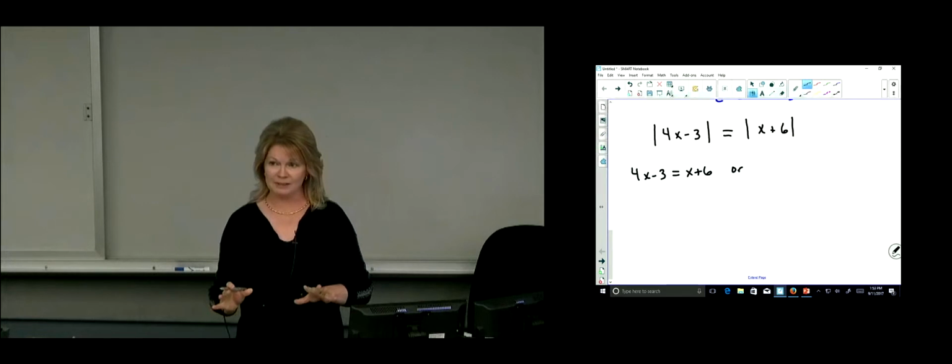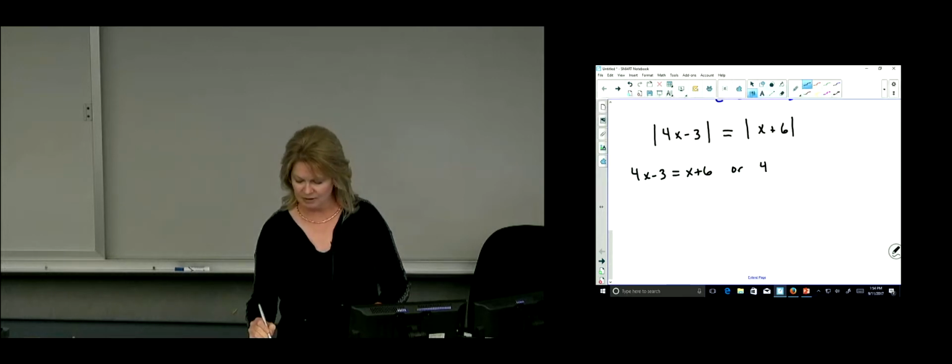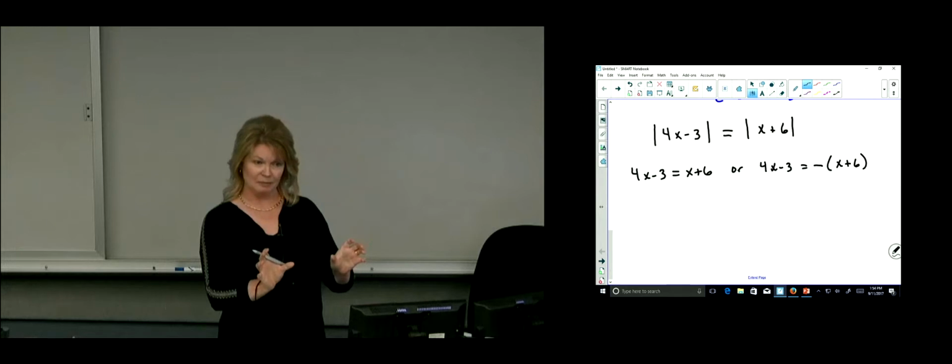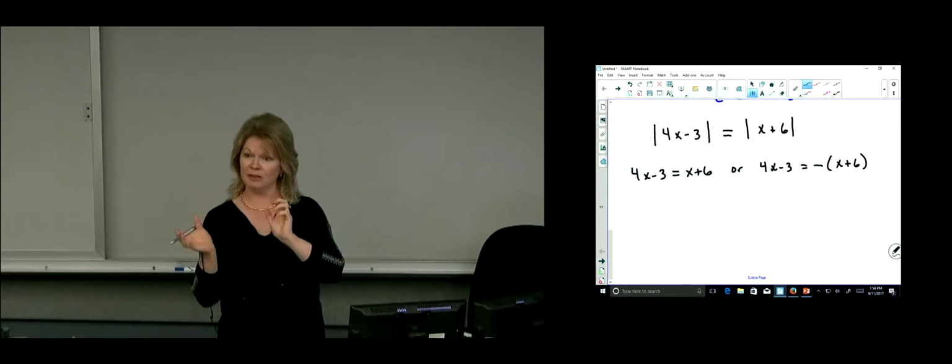Or if they're opposite signs. And you can choose which one you want to change signs of. I'll just choose the second one because it's a little simpler. So either what was inside were already the same, or one was the opposite of the other.